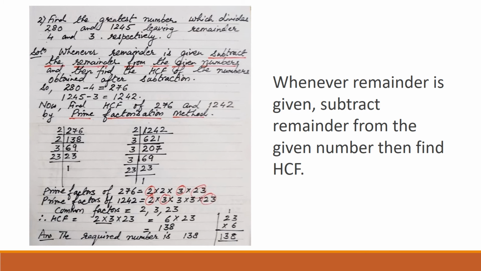Now let us see 1242. Now 2 is the last digit. The number is divisible by 2. 2 sixes are 12, 2 twos are 4, 2 ones are 2. Now 621, last digit is 1, so it is not divisible by 2.